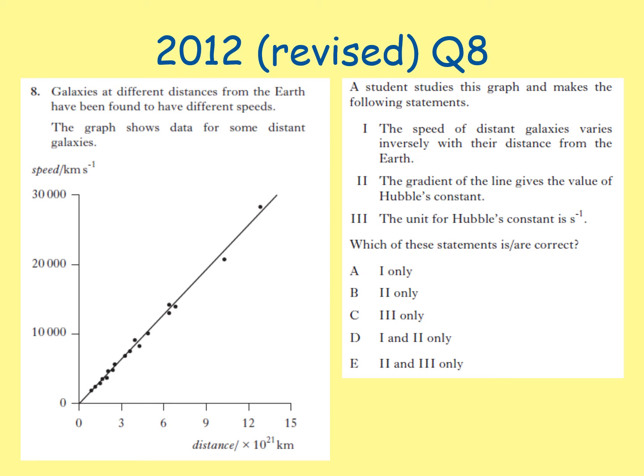Let's take the statements one by one. Our first one says the speed of distant galaxies varies inversely with their distance from Earth. So we know that a graph showing an inverse relationship actually looks like this down here, and that's not what our graph looks like, so the first one is wrong. The gradient of the line gives the value of Hubble's constant. So the second one, this gradient here, this is a knowledge question. We know that the gradient of the line does give Hubble's constant. And the third point, the units for Hubble's constant is per second, and we know that to be correct. So 2 and 3 only, our answer is E.